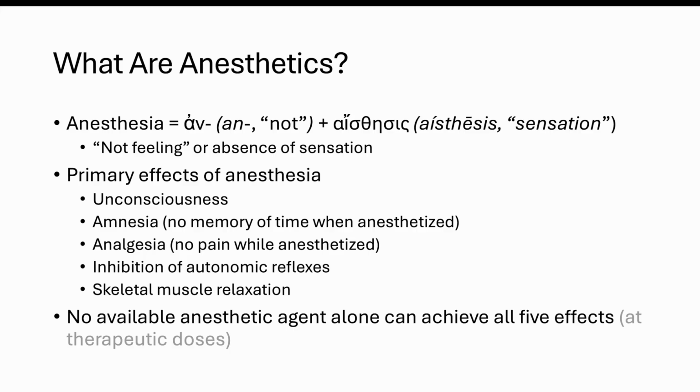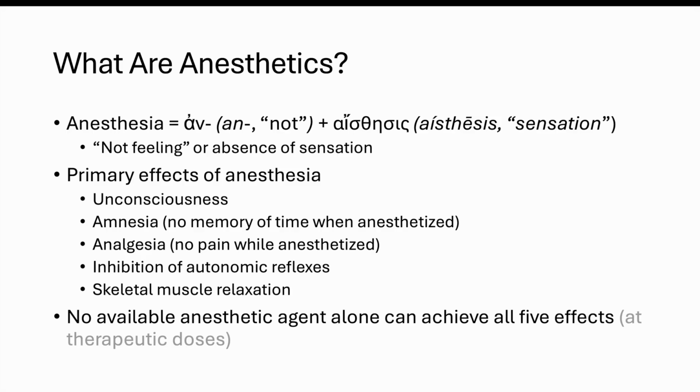The word anesthesia is thought to have derived from the Greek an, meaning not, or the absence of, and aesthesis, meaning feeling or sensation. Accordingly, anesthesia means not feeling, or the absence of sensation. A state of anesthesia is characterized by 5 primary effects, including unconsciousness, amnesia, analgesia, inhibition of autonomic reflexes, and skeletal muscle relaxation.